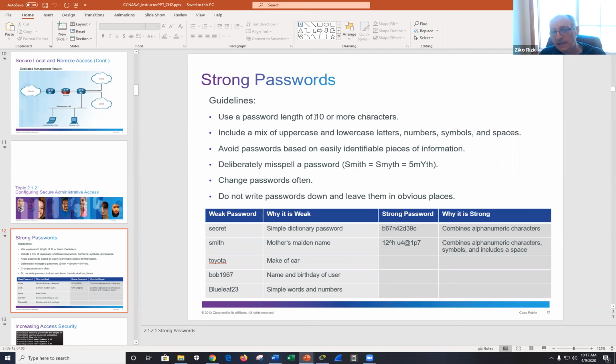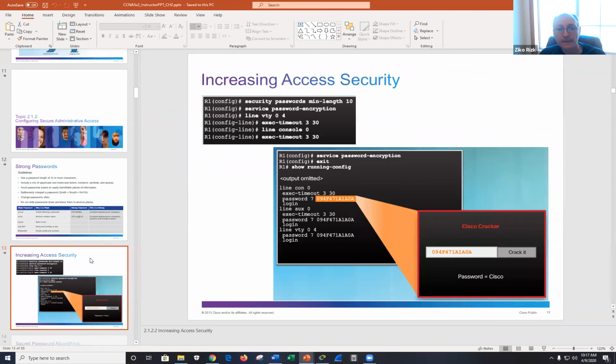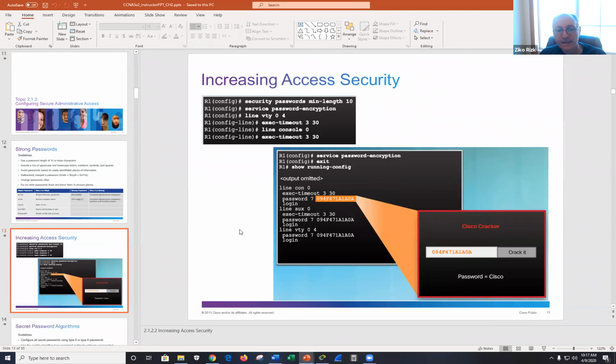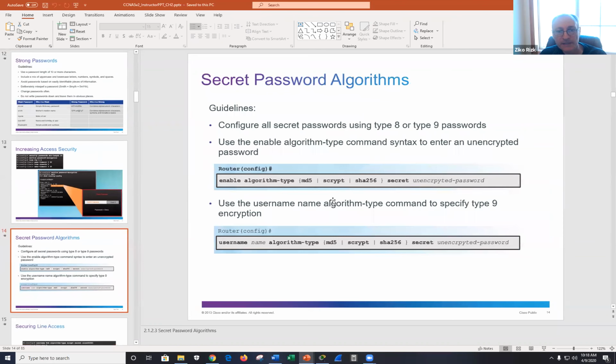So here they're saying a bare minimum of 10, and I'm beginning to see 12 and 14 and 16. And 10 is 80 bits. And that's 2 to the power 80. And that is a lot of different tries before we can crack that password using brute force. Okay. And here they are showing us that the password is going to be encrypted, and I will talk about that in just a few minutes.